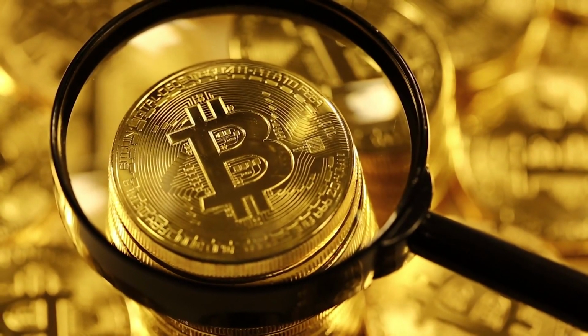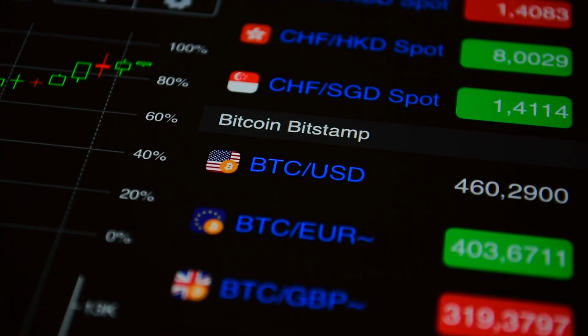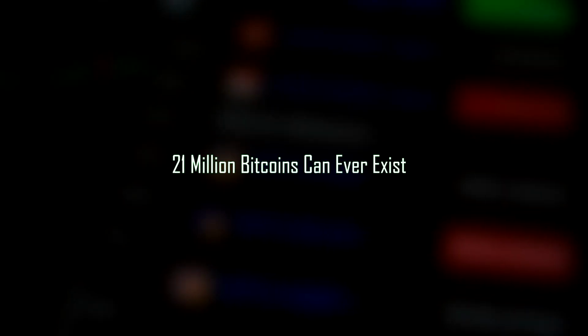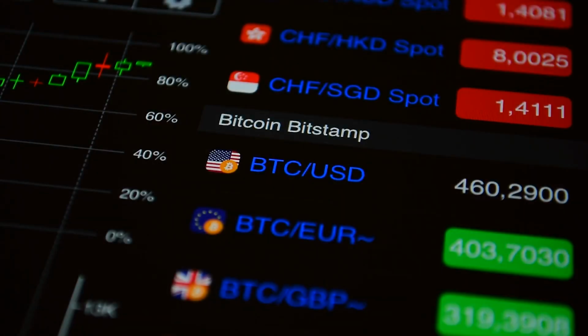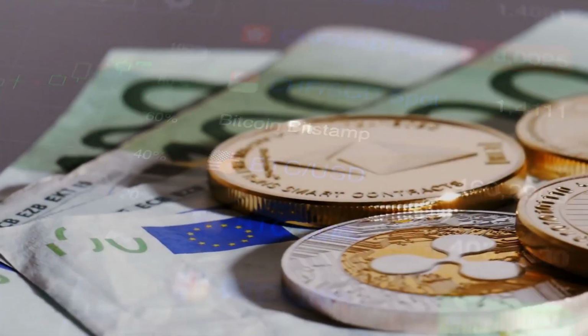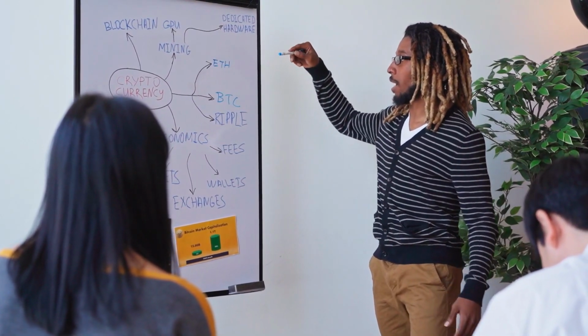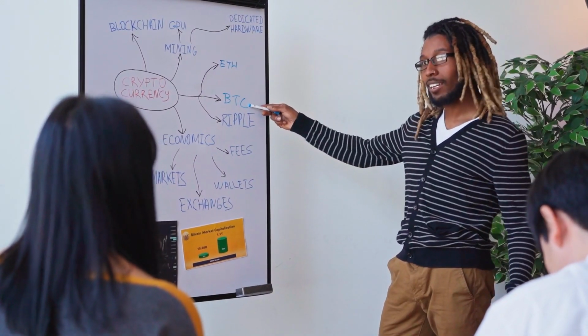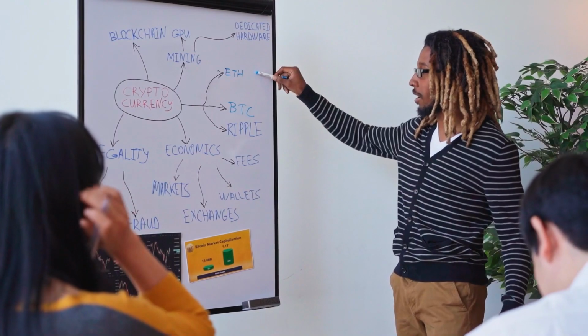Bitcoin has several unique characteristics that make it an interesting subject for economists to study. It has a limited supply, with only 21 million bitcoins that can ever exist, and its distribution is also unique. Bitcoin's price can be highly volatile, making it a popular target for investors and traders. Understanding the economics of Bitcoin is important for anyone who wants to invest in or use this digital currency.